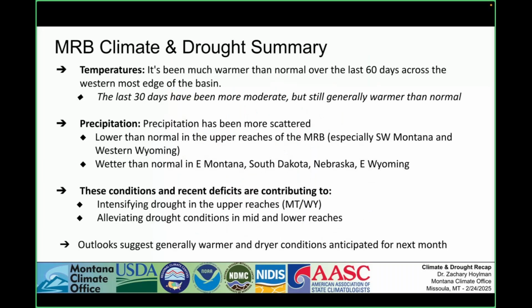And now to wrap up, temperatures have been above normal in the western portions of the basin and more moderate elsewhere. Precipitation has been below normal in the upper reaches of the basin and above normal in the lower portions of the basin. These conditions are contributing to ongoing drought stress in locations such as Montana and Wyoming, while areas like Nebraska and South Dakota are seeing improvement from long-term drought conditions. Generally, evaporative demand and fire risk mirror this geographic split. And finally, climate outlooks suggest continued warmth and dryness in the northwestern portions of the basin, suggesting a higher likelihood of continuing drought conditions across the basin at large.